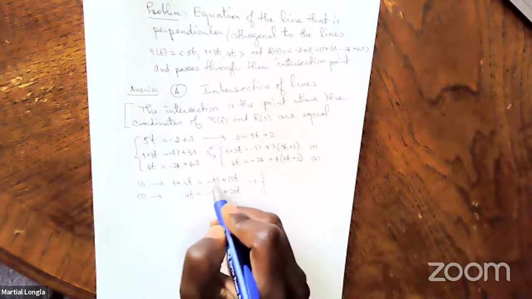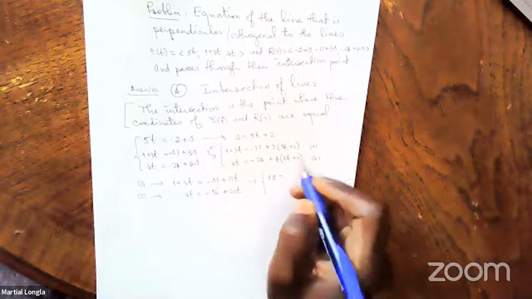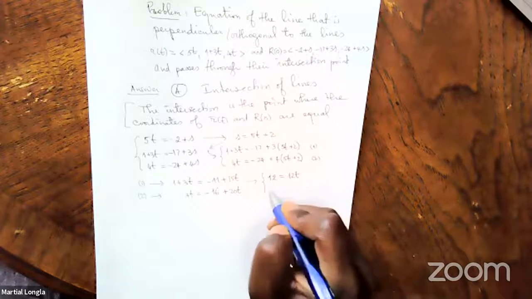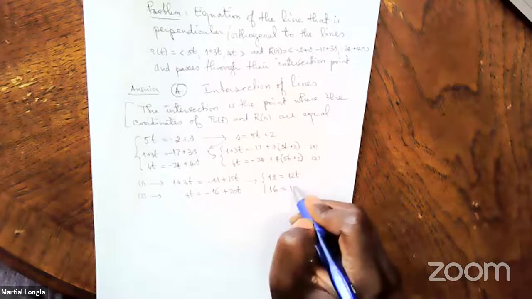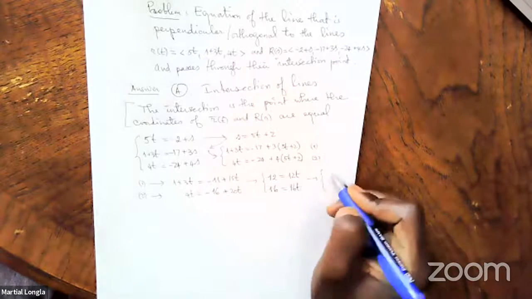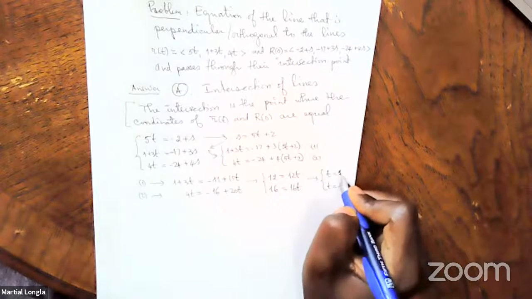We're going to send negative 11 to this side, that is 12 equals 12t. And the other equation gives you 16 on this side equals 16t. And those equations both give you t equal 1. That's it. If they give you different numbers, then there is no solution, because it must be the same t that solves the two equations.